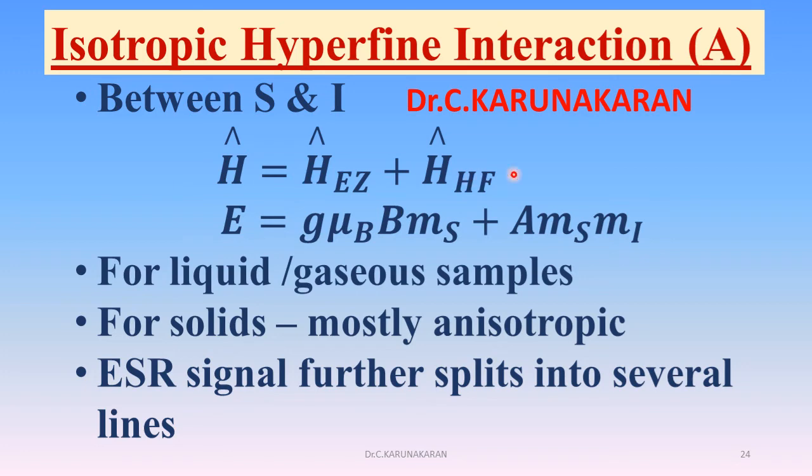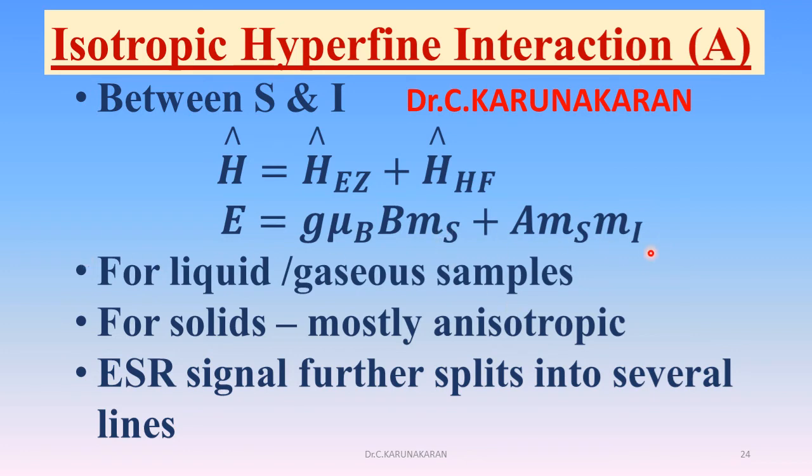The energy of this Hamiltonian is given by g mu B B0 Ms, where Ms is the quantum number plus or minus half, plus the hyperfine coupling term. A is the hyperfine coupling constant, Ms is the spin magnetic quantum number, and MI is the nuclear magnetic quantum number.